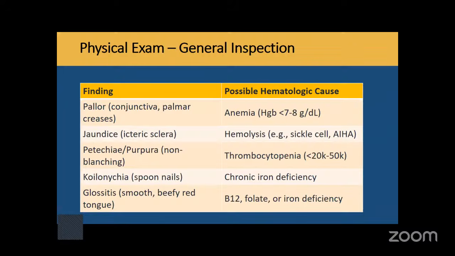So on physical examination, on general exam, we'll look for pallor, conjunctival pallor and pallor in the palms, jaundice, petechiae, polynychia, and glossitis. Pallor suggests anemia, and jaundice can be hemolytic. Thrombocytopenia gives what the patient will describe as easy bruising, but you will see petechiae, purpura, and ecchymosis. Koilonychia occurs in chronic iron deficiency, and glossitis in iron deficiency, B12 deficiency, or folate deficiency.